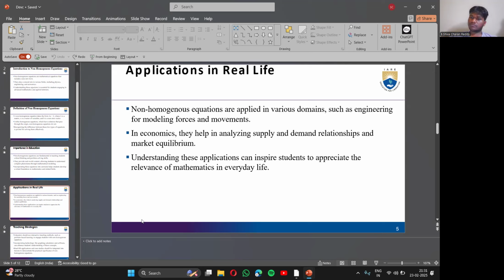And yeah, these have applications in various domains such as engineering, where you can use these non-homogeneous equations for modeling. You can also use them to analyze different organisms and different structures, and to model different types of forces, etc. In economics you can use non-homogeneous equations in analyzing supply and demand relationships and how to maintain equilibrium between these zones.